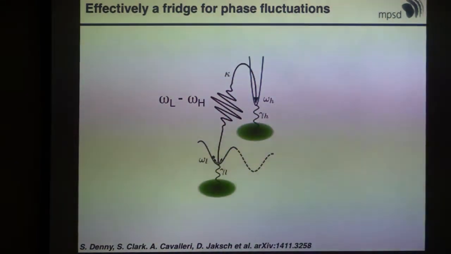And when you do calculations in a basic model that we use in condensed matter physics, which is the Lorentz-Drude model for these materials, and we use some Langevin description.